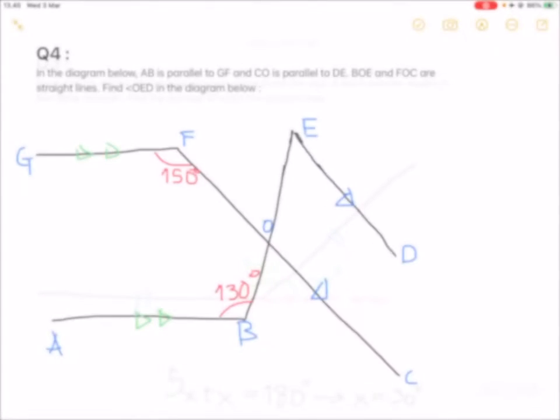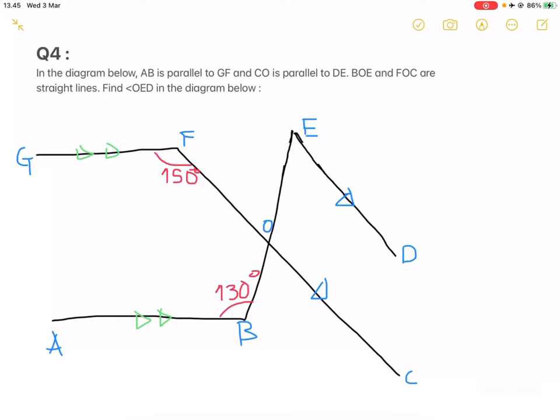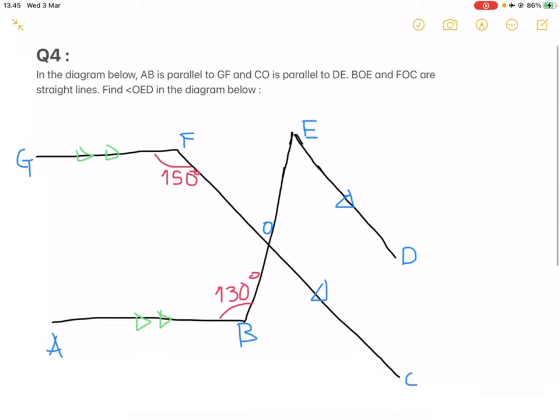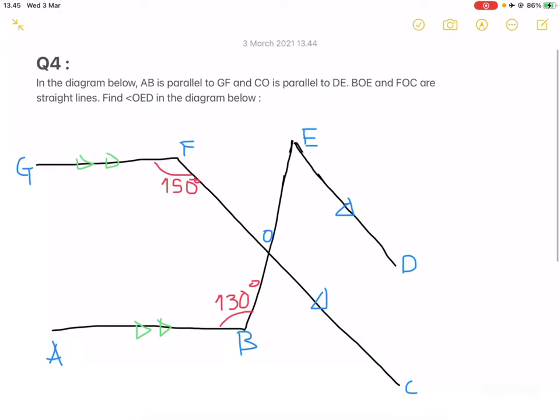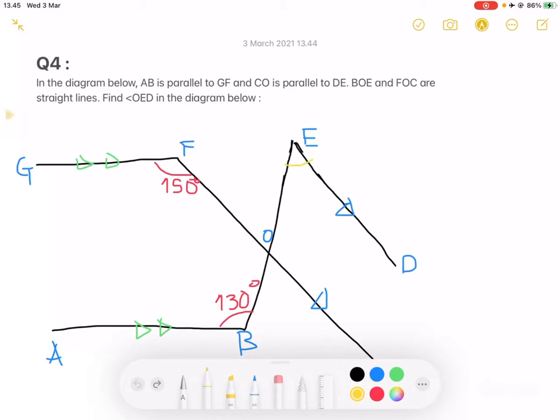Alright, so here's the fourth question. In the diagram below, AB is parallel to DF and CO is parallel to DE as shown here. And we know that BOE and FOC are straight lines. So we need to find the angle OED, which is this angle in yellow. So let's just focus on the first part, which is this one box in red. So it looks like we're not able to do anything because we have limited information.